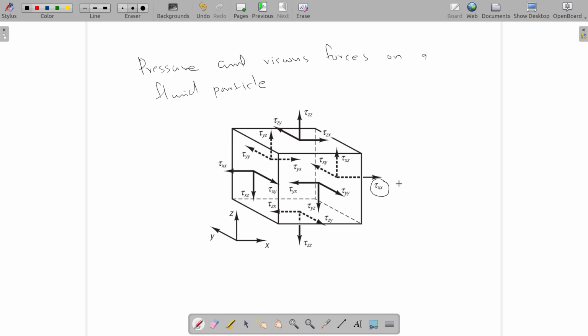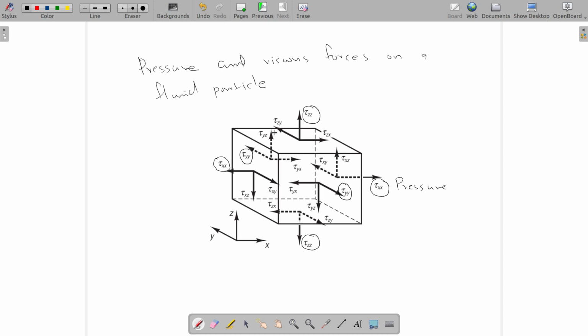Tau xx is a force in the x direction on the plane perpendicular to the x axis. So that is nothing but pressure. Similarly tau zz, same thing, opposite side, tau xx, tau zz. You'll see tau yy here also, and tau yy on the opposite side. These are pressure forces. Then the others are shear stresses, which means you have two different components.